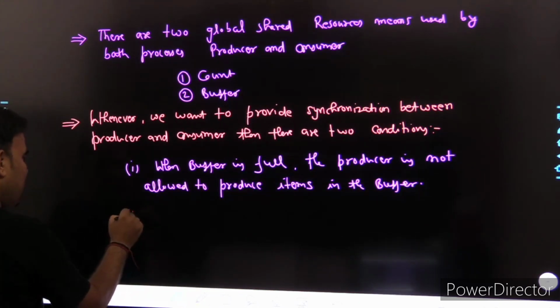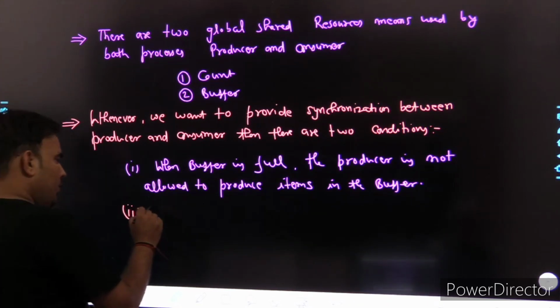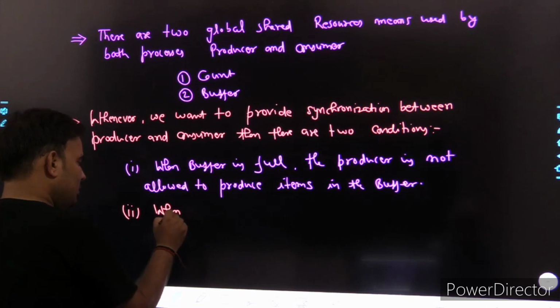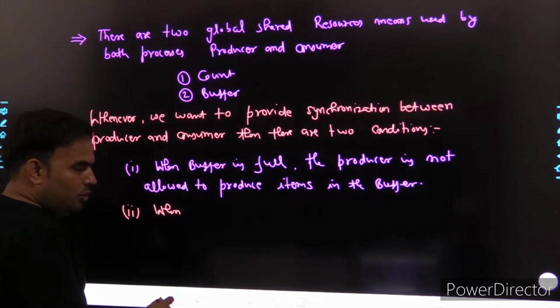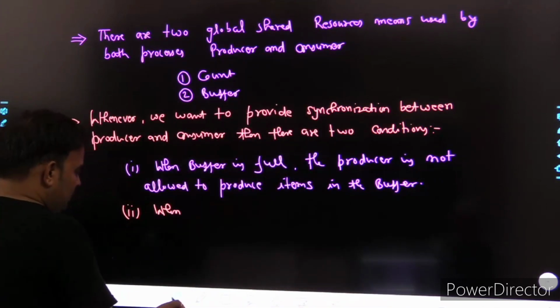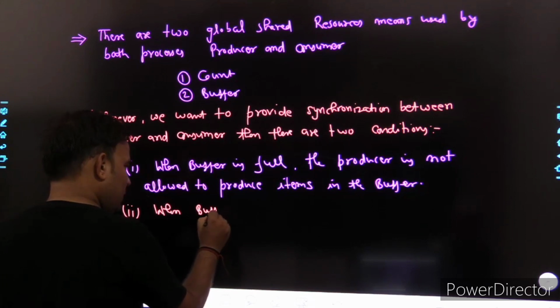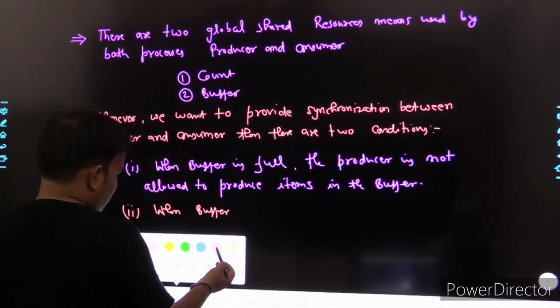The second condition: when the buffer is empty, meaning there is no item present in the buffer, then the consumer is not allowed to consume an item from the buffer. Very simple. If you want to provide synchronization between producer and consumer processes, these are the two conditions. I will show you the condition when the buffer is empty through the code.